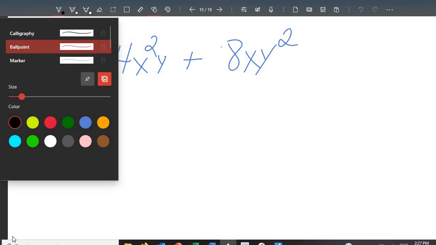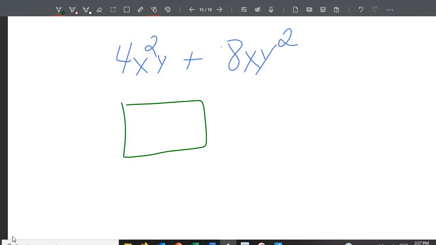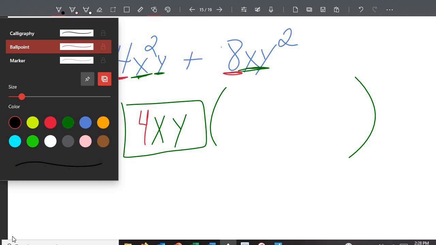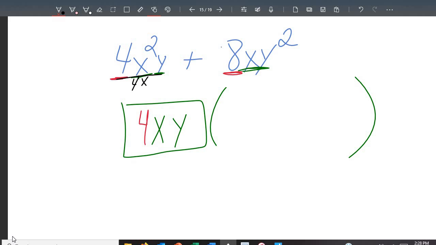This one's got 2 variables. Alright, so start with the 4 and the 8. The biggest number that can divide into both 4 and 8 this time is 4. We can definitely divide by 2's, but we also want the biggest, which is a 4. Now, notice they both have x's, so I'm going to have an x outside the parentheses, x to the first power. They both have y's, which means I'm going to have a y on the outside of my parentheses. So this time, we're dividing by 4, an x, and a y.